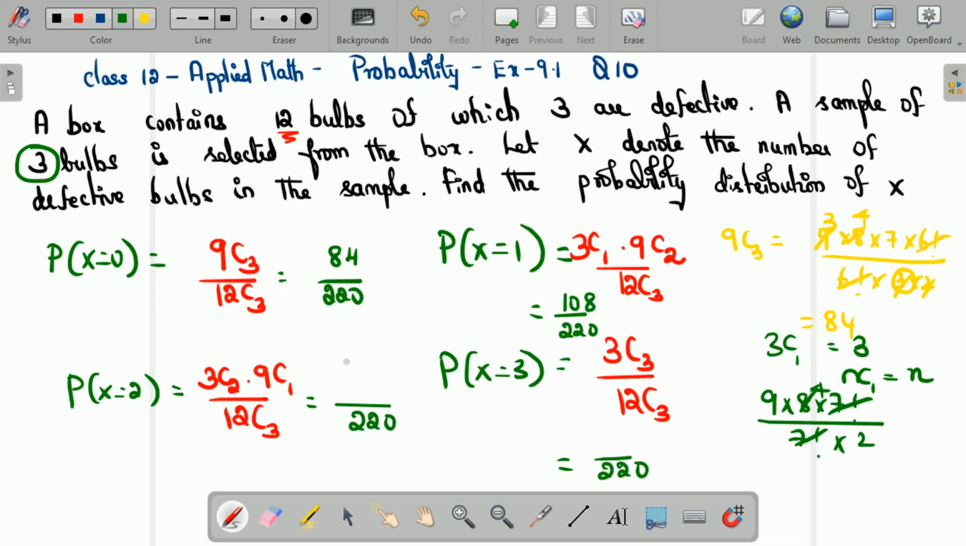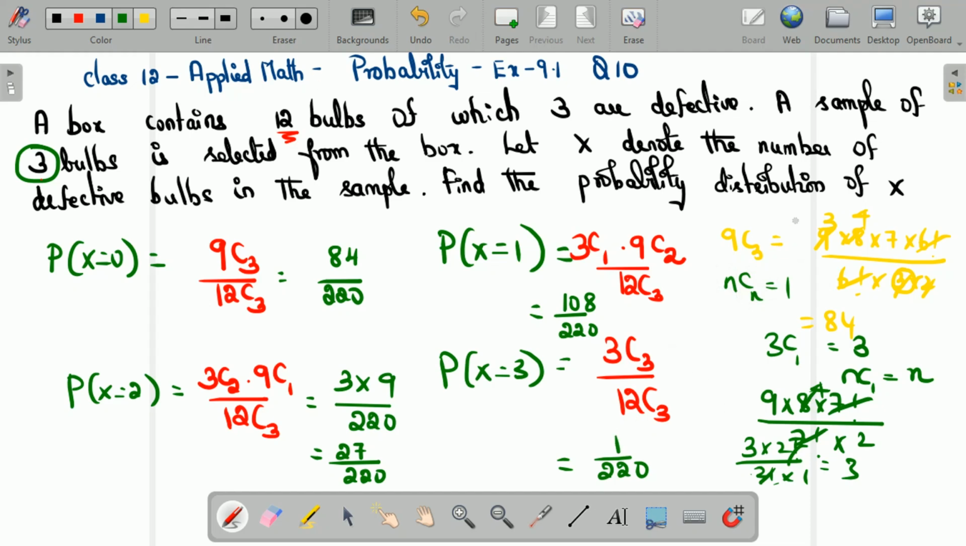Now let's compute 3C2. 3C2 is nothing but 3 into 2 factorial divided by 2 factorial into 1. So this answer is going to be equal to 3. And we know that 9C1 is going to be equal to 9. Why? Because NC1 is equal to N. So this is going to be equal to 27 divided by 220. Now for the last one, 3C3 will be nothing but NCN, which will be equal to 1. So in this case it is 1.